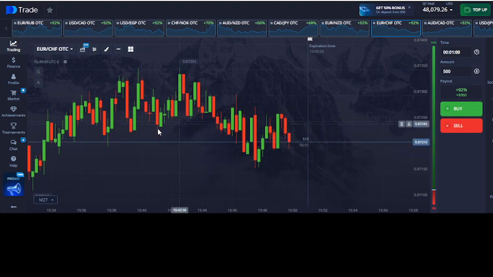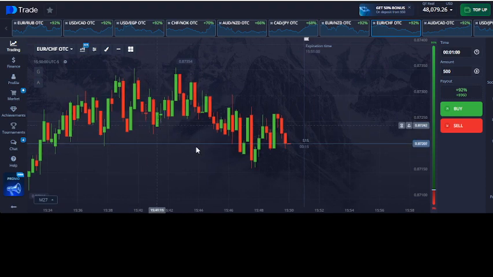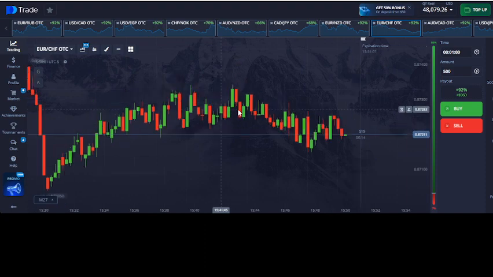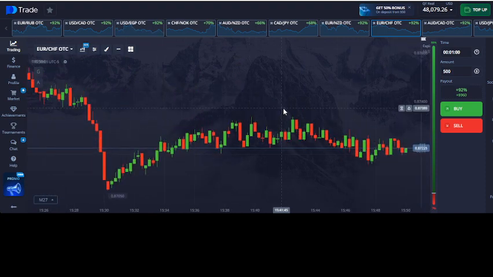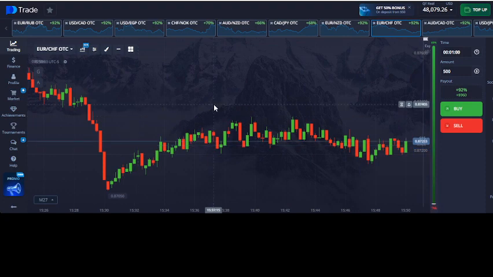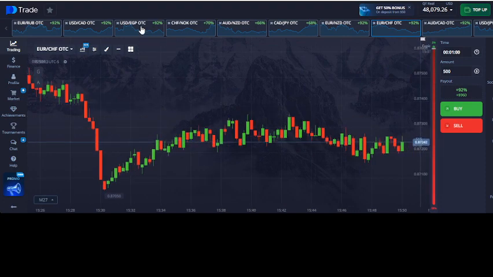I'm not going to be utilizing any indicators. I will be working on a price action strategy here, which involves trading on candle gaps. Let me show you some examples.